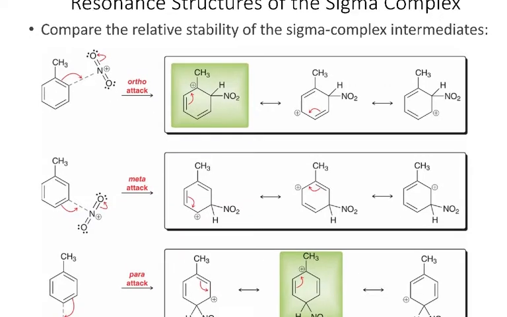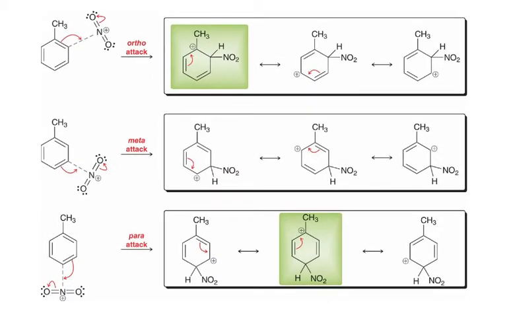If I move the slide up a little bit, we can see the resonance structures for the para attack, when the nitro group attacks down here, we end up with a positive charge here, here, and here. And so in both the ortho and the para cases, we have the positive charge on the carbon atom that's directly connected to the methyl group. And so this is much more effective at stabilizing the sigma complex due to hyperconjugation, because we can add electron density directly to that positively charged carbon atom.